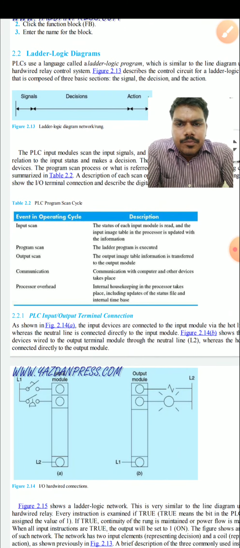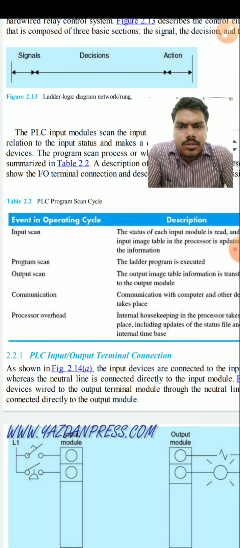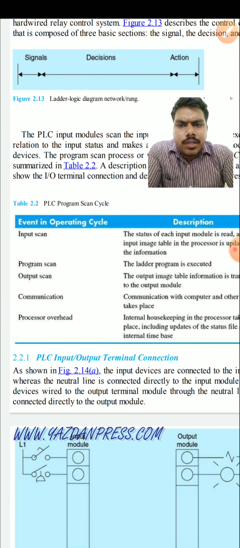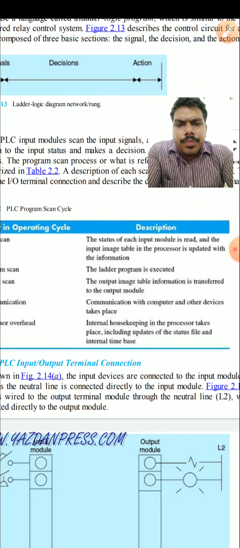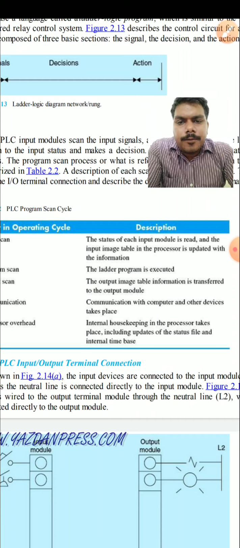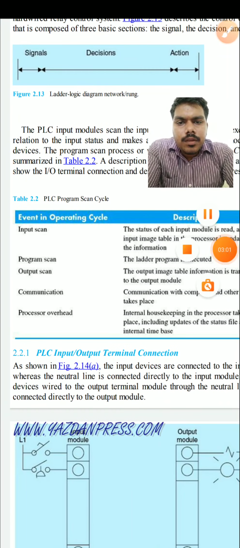The programs can process, or what is referred to in the PLC as the operating cycles, are summarized. So this is the description. You can take the screenshot also. The first cycle is the input scan. The status of each input is read and the input image table in the processor is updated with the information. There will be an image table in the processor which is updated according to the input.